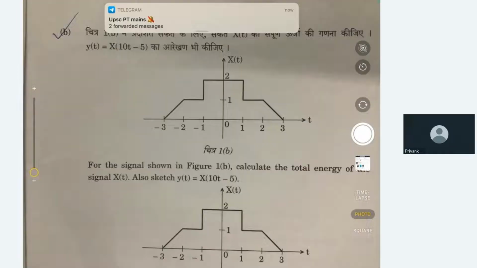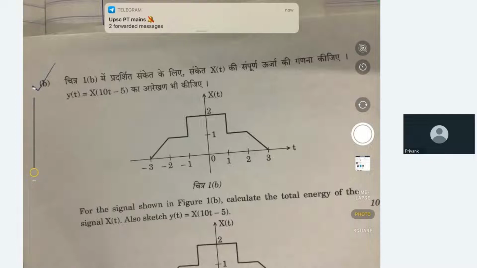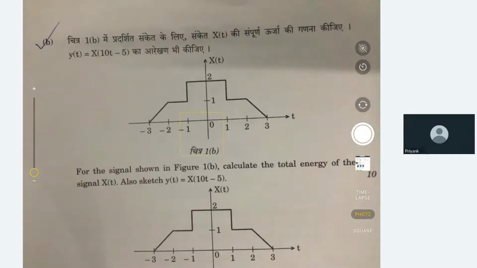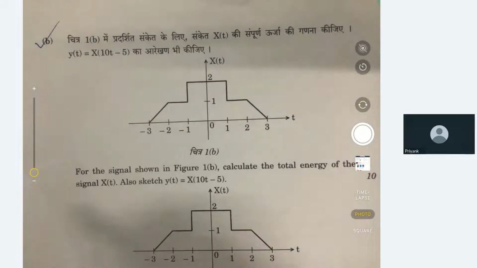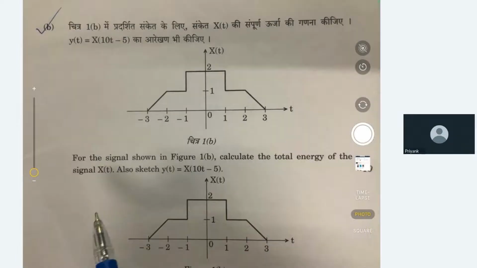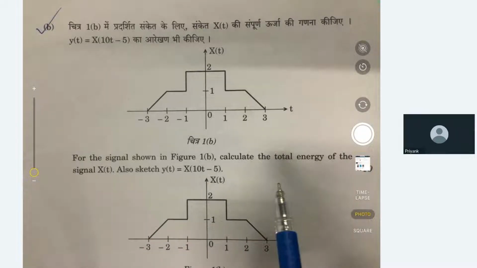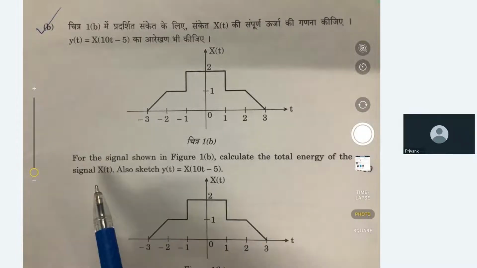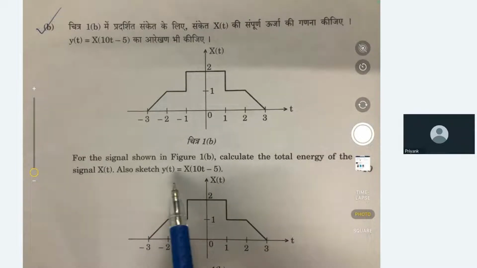Problem number 1B. They ask this type of question every year. If you go through 2017, 18, 19, every year they are asking such questions for 10 marks, and it is a very easy question. Here, for the signal shown, first they are asking us to find the total energy of the signal x(t), and then to sketch the signal y(t) equal to x(10t minus 5). It is a very easy question.